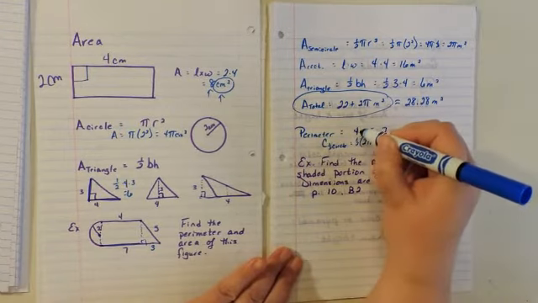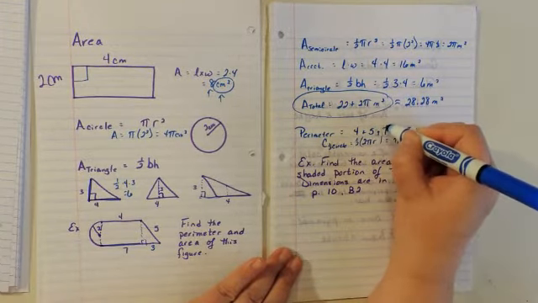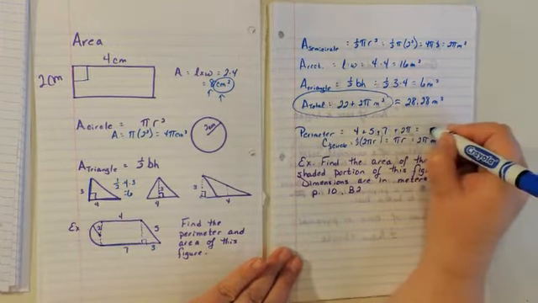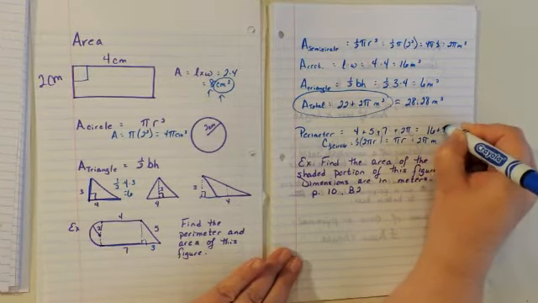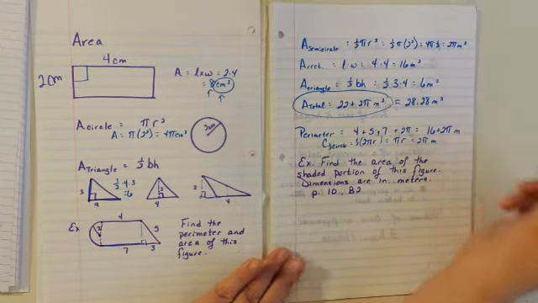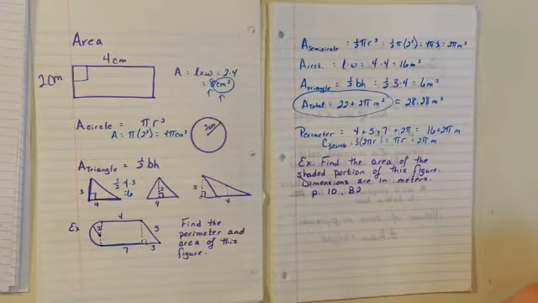So we're going to add these together. This is 4 plus 5 is 9 plus 7 is 16 plus 2 pi. So 16 plus 2 pi meters. And that would be the total perimeter.